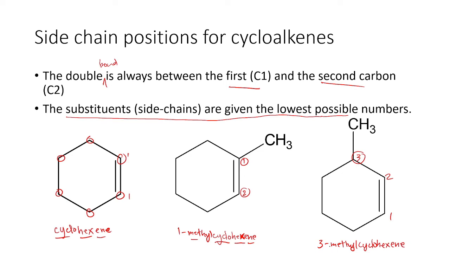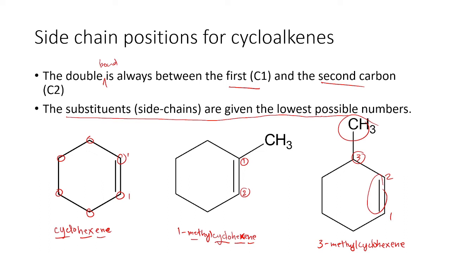Okay? 3 being the position of the methyl, methyl because of this methyl group, cyclo because of the cyclic nature of the compound, hex being a 6 carbon molecule, and ene being an organic compound bearing the double bond. So that is how we name our cycloalkene.